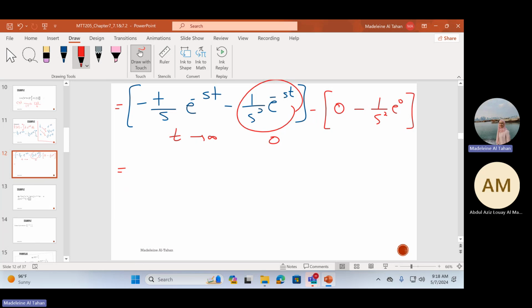Now this one, Miss, as t tends to infinity, we will get from this one 0. But from t, we will get infinity. Infinity times 0 is indeterminate. But again, this 0, does it come from the exponential or from the polynomial? From the exponential. So which one is stronger? So we will get 0 minus 0, and here minus 1 over s squared. So what's the final answer? 1 over s squared. Okay, Miss?